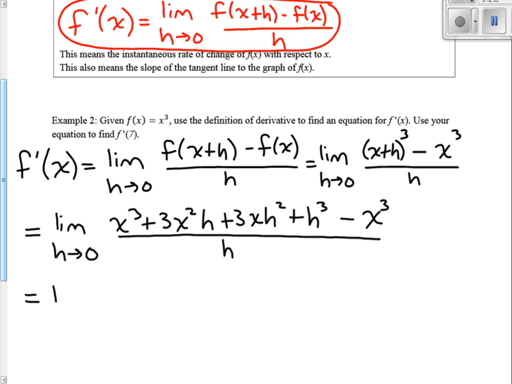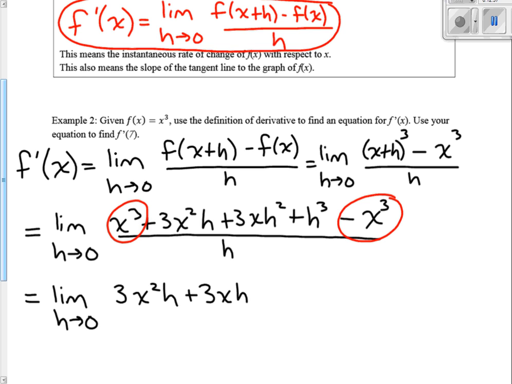Now we're just going to do some combining like terms if we can. And what I notice is that I have an x cubed in the front. I have an x cubed that's negative in the back. So x cubed minus x cubed is 0. So on the top, what I really now have is 3x squared h plus 3xh squared plus h cubed all over h. And from here, when I try and plug in 0, I have a 0 in the denominator. If I could simplify that h in the denominator with an h in the top, my life would be easy.